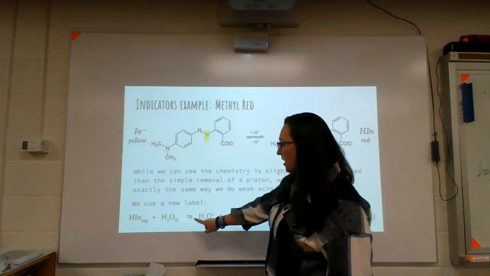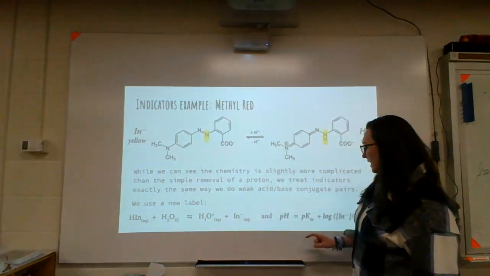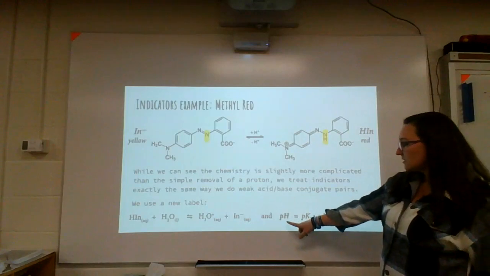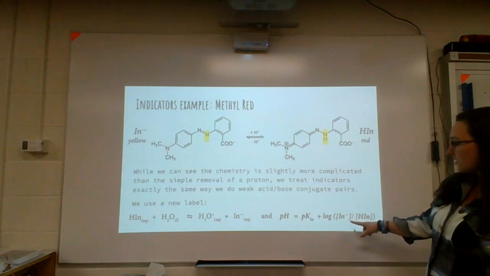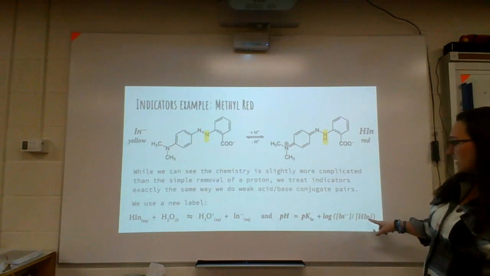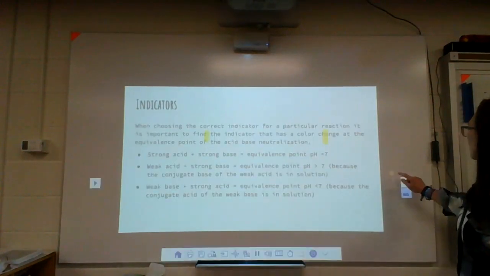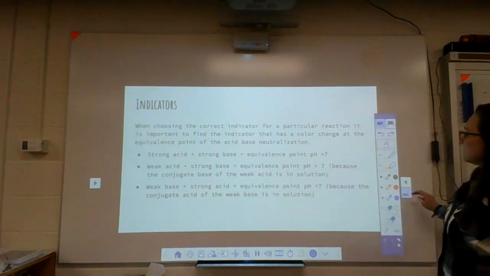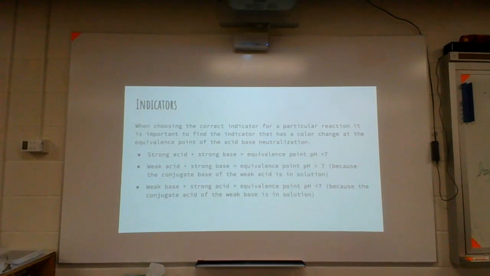HIN plus H2O yields hydronium ions and the conjugate base of the indicator. And we can use the Henderson-Hasselbalch equation, so pH is equal to pK of the indicator plus the log of the concentration of the conjugate base divided by the concentration of the acid. So this is helpful because we can choose a correct indicator for a particular reaction by finding the indicator that has a color change at the equivalence point of our acid-base neutralization. So we can use it to tell us if we have reached our endpoint.